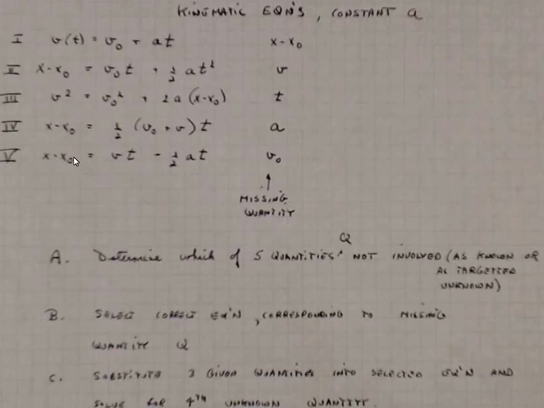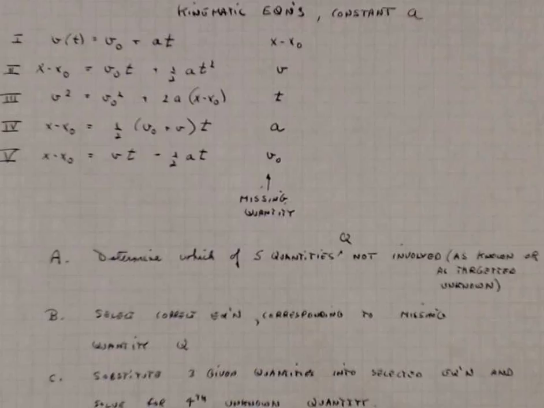Equation 5, displacement x minus x naught is equal to vt minus 1/2 at squared. Missing quantity v naught. Please compare equation 2 and equation 5 because they're quite similar. The difference is equation 2 has v naught t, equation 5 has vt. And as a result of this being v and v naught, this last quadratic term, and there is a typo here, this should be t squared, my apologies, is negative.